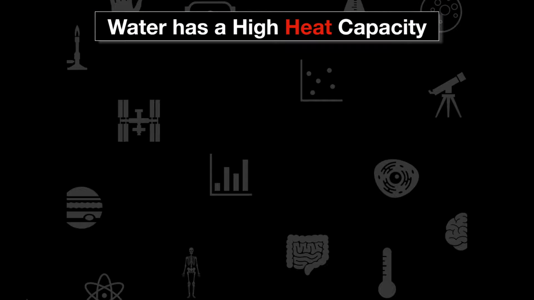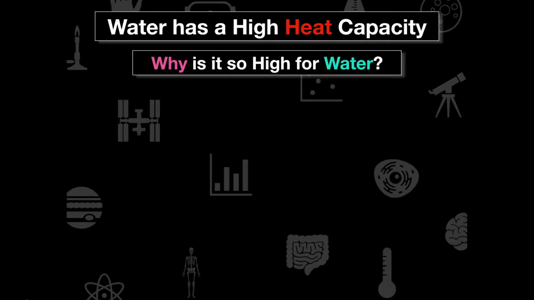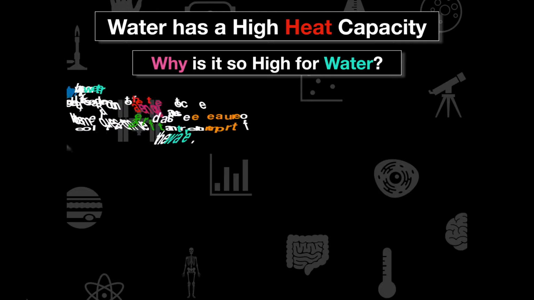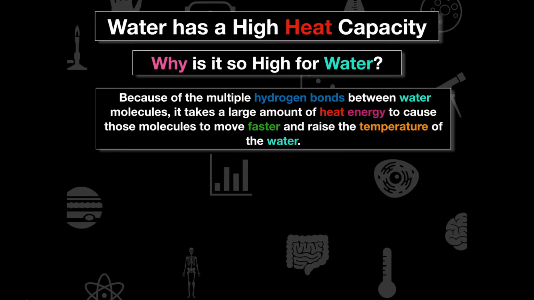So why is this important? Well, water has really high heat capacity. And why is it so high for water? Well, in this case, because of the multiple hydrogen bonds existing between the water molecules, it takes lots and lots of energy to make the molecules move faster. So we have to add a lot of energy. And by raising the temperature, remember, we're increasing the quantity of energy. And the more we want the molecules to move faster, the more energy we have to add.